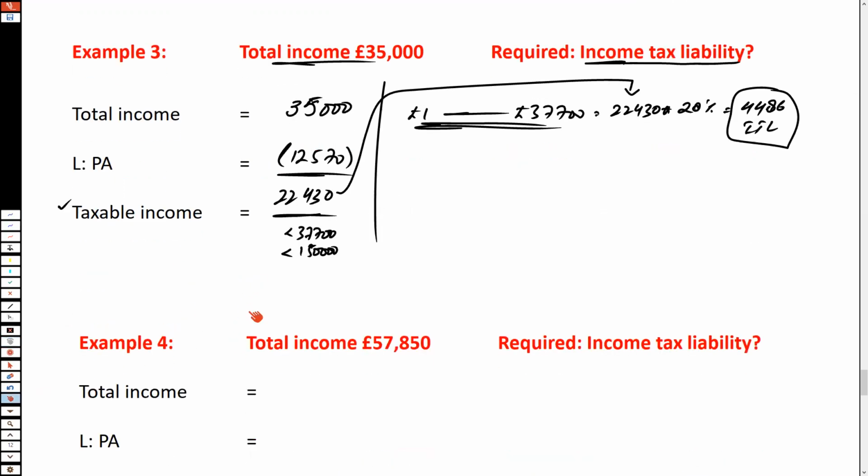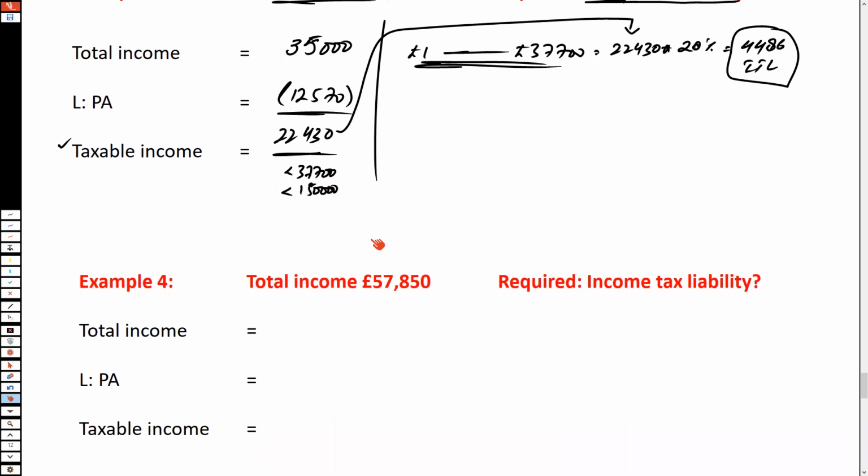Don't worry, we have further examples to practice this thing. We cannot directly use any tax rate. We need to follow the band limits in each case, in each scenario. How shall we be following the band limits? Don't worry, we have further examples to practice this.